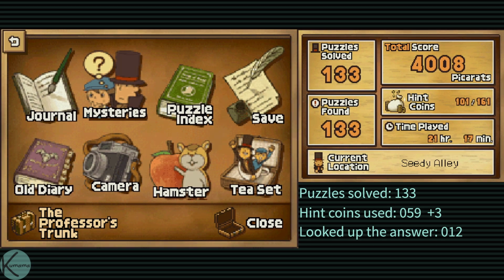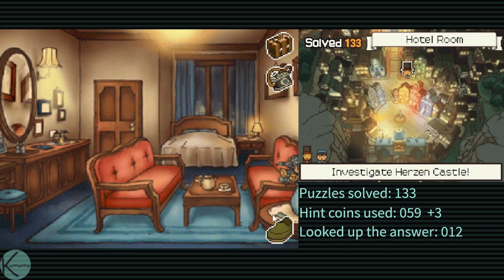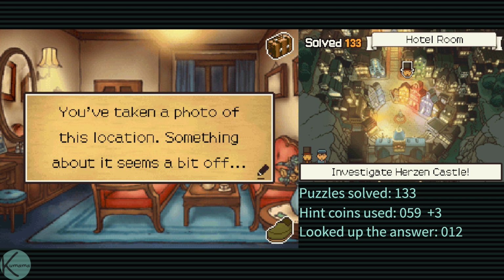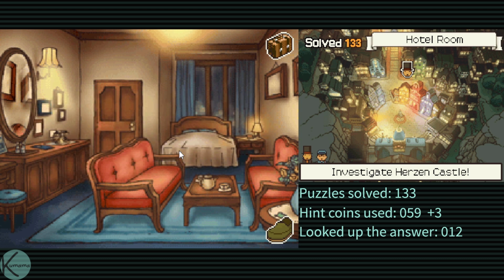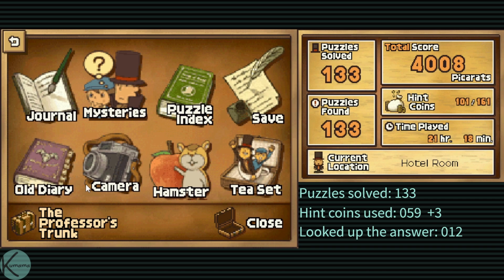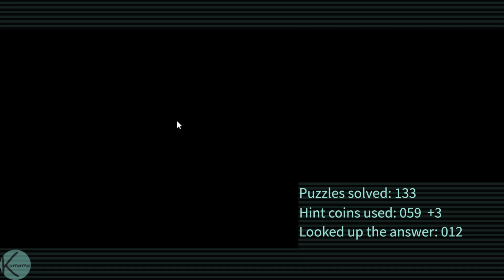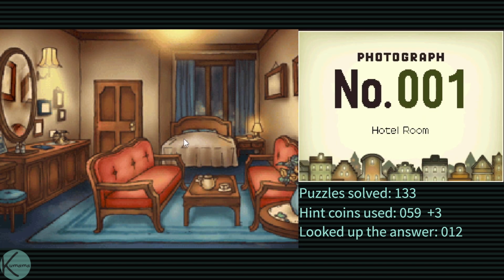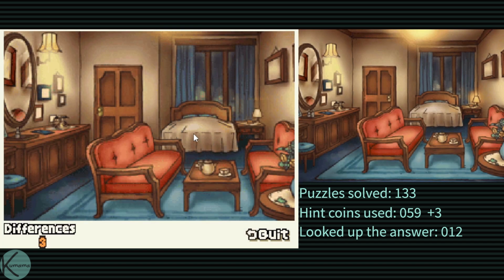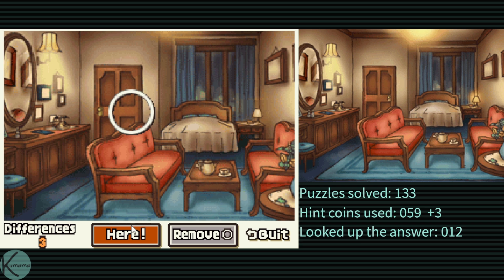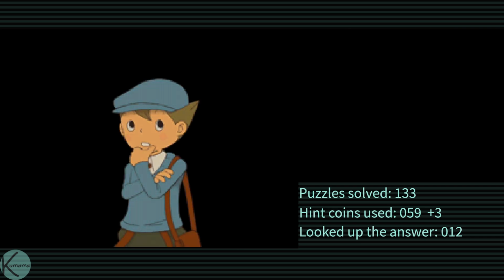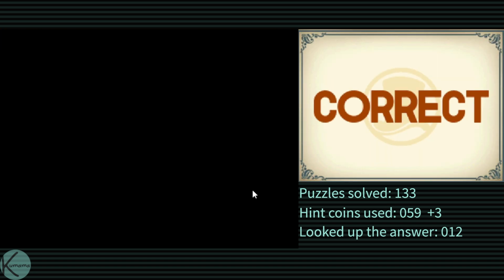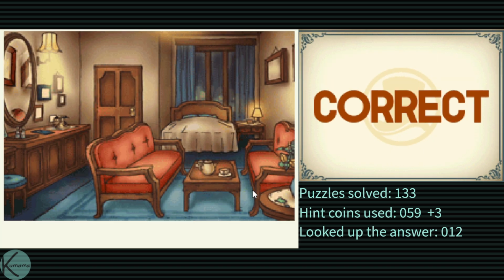Alright, let's see what else we got. Alright, got another one here. We're in the hotel. Something seems a bit off. Forget that I have to keep looking at the camera. I'm like waiting for the things to pop up. Number 1, hotel room. So phone, reflection, the lamp, the door handle. Door handle. Let's see if this works. Nice. Layton's apprentice strikes again.